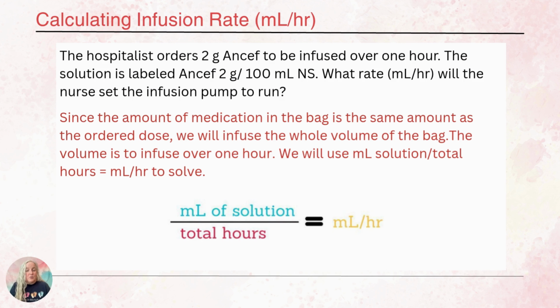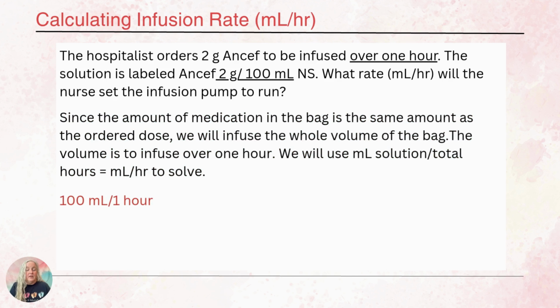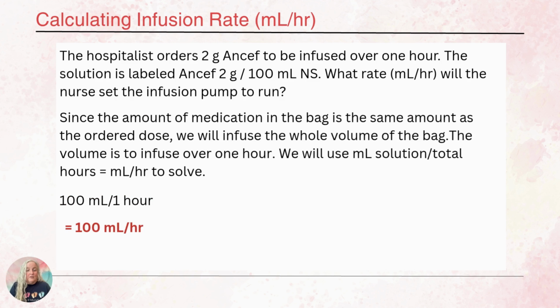Again, with this one, the amount of the medication in the bag is the same amount as the ordered dose. So we will infuse the whole volume of the bag. The volume is to infuse over 1 hour. So we will use milliliters of solution divided by the total number of hours to get our milliliter per hour infusion rate. So we have 100 milliliters of solution divided by 1 hour, and we find that our infusion rate is 100 milliliters per hour.